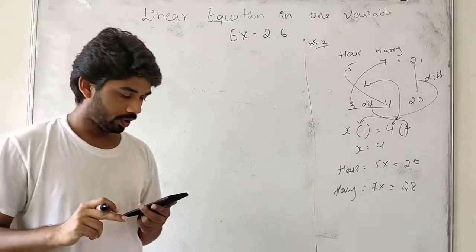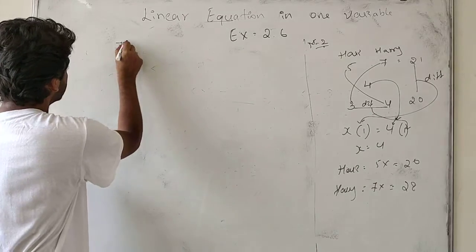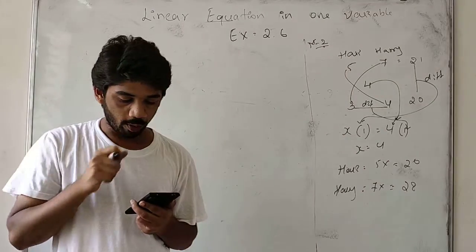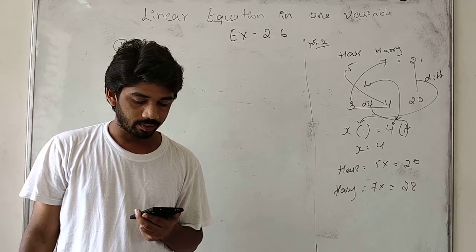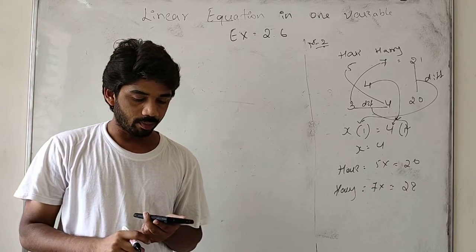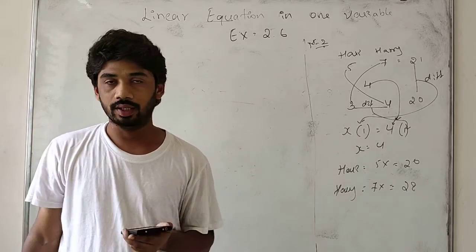Okay, students, the next question is the 7th one. The denominator of a rational number is greater than its numerator by 8. If the numerator is increased by 17 and the denominator is decreased by 1, the number obtained is 3 by 2. Find the rational number.